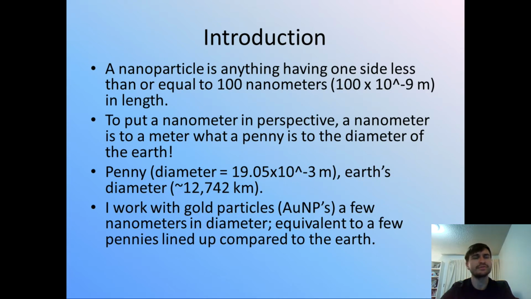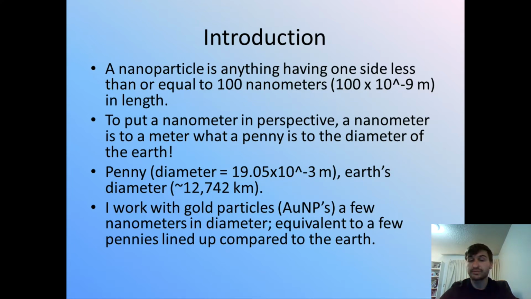Americans may not be all too familiar with a meter, but as teachers you should know what a yardstick is. A yardstick is 3 feet. A meter is 100 centimeters, just slightly larger than a yard. Another good reference is that a full-size acoustic guitar is about 1 meter in height. So to put this in perspective, a nanometer is to the meter stick what the diameter of a penny is to the diameter of the Earth.